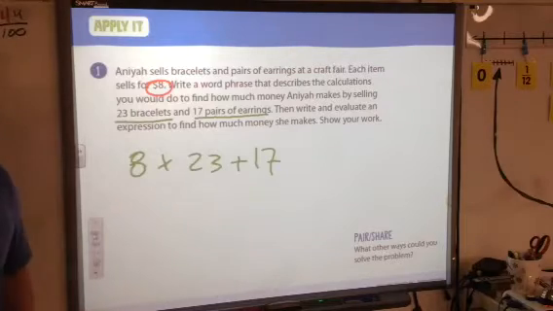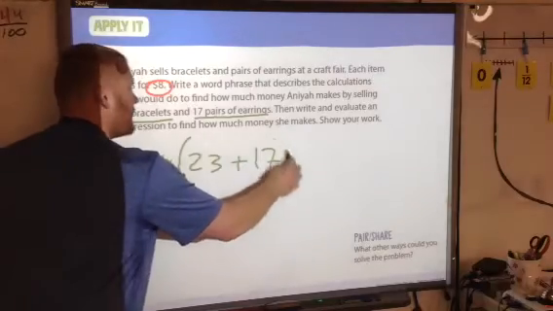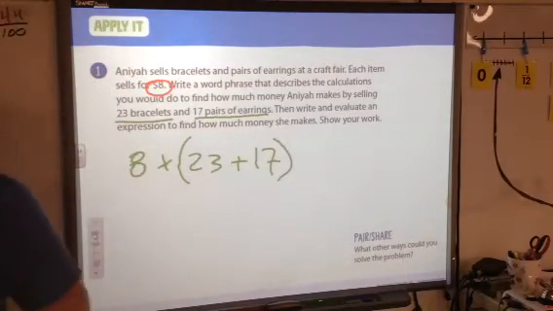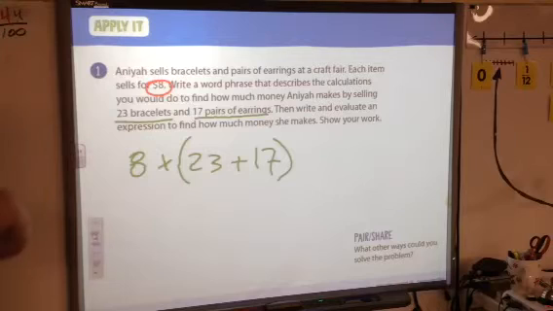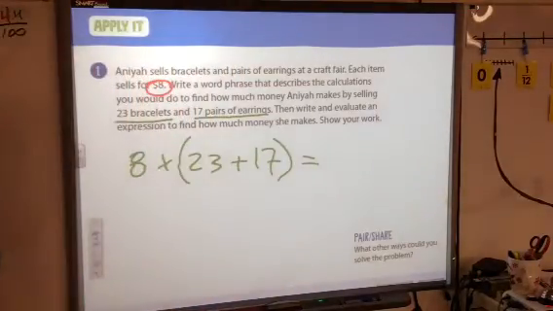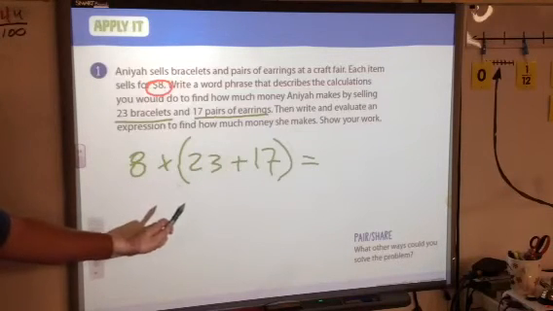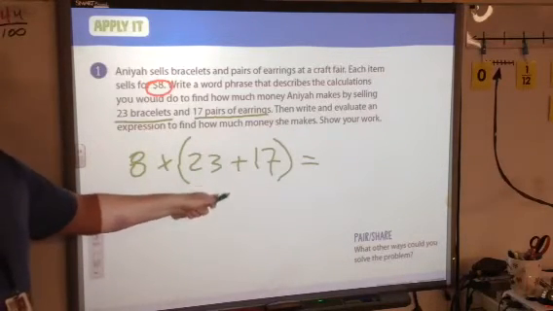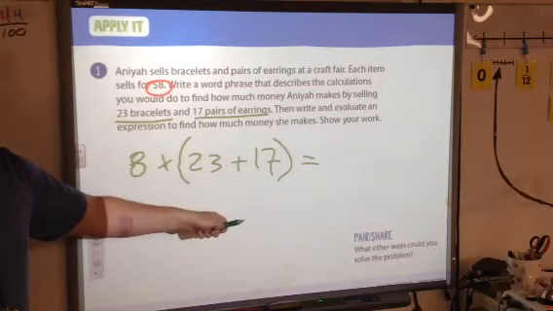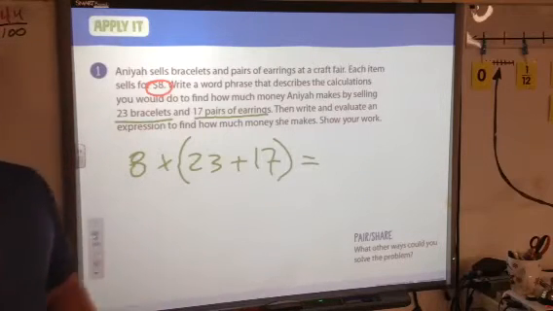So what can I do to make sure that we add first? Well, parentheses, right? Parentheses trump all, okay? Parentheses mean that we have to do whatever's inside those parentheses first no matter what, okay? And voila, here's our equation. We know how many total items she has sold between the earrings and the bracelets, and then after that, we know that all of the items are $8, so we multiply the total items by 8, and that's how we figure out the price. So, let's go to our word phrase before we actually solve.